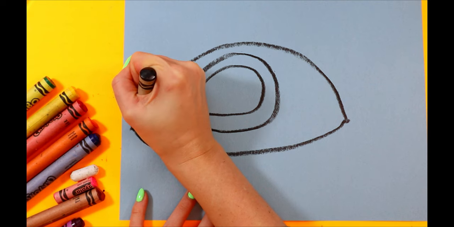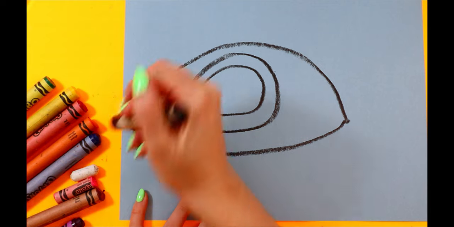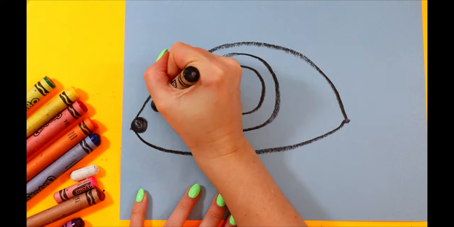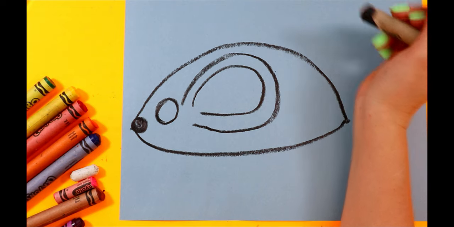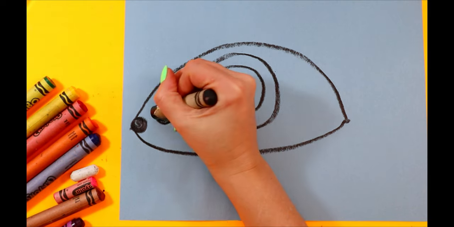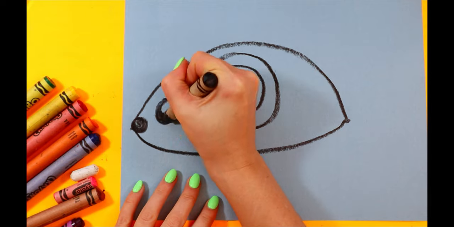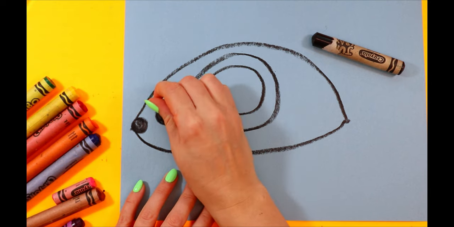Let's add a nose with a circle at the front. Little nose. And then we'll add an eye. We'll draw a circle with another circle. Let's color the dark of the eye. And then we'll take our white and color in the white.